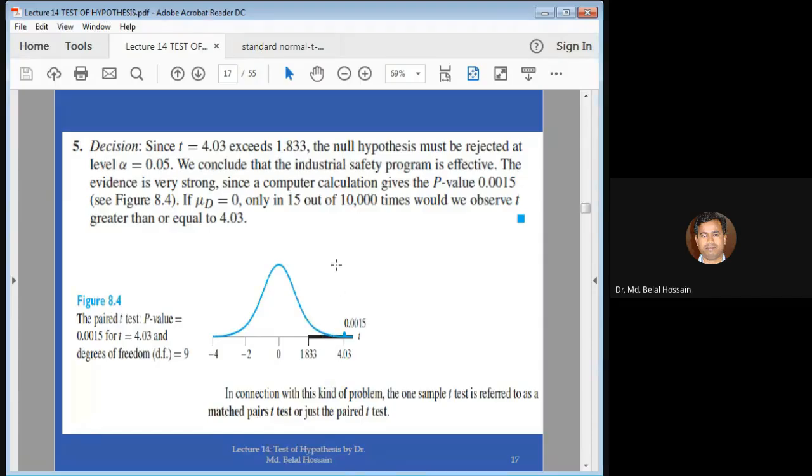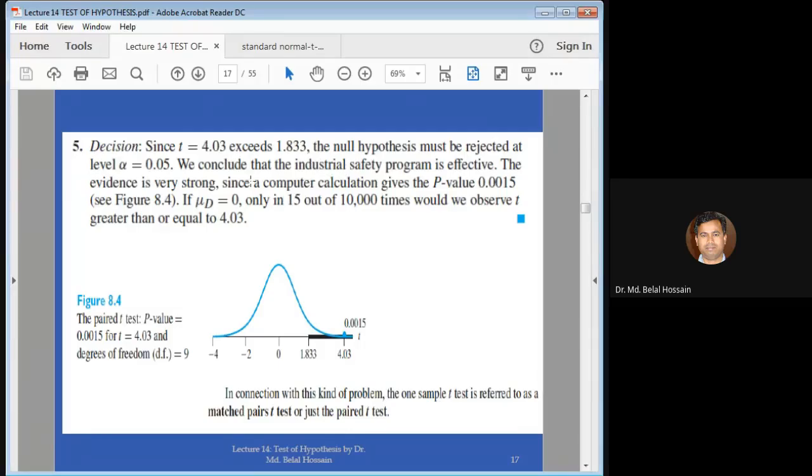But you have to make that decision manually, because we have to conduct the exam in the exam hall, not with a computer. So you have to do that decision manually. If the T calculated value is greater than the T tabulated value, then the null hypothesis can be rejected. So we did that, and then we conclude that the stringent industrial safety program is more effective than the previous one, okay?